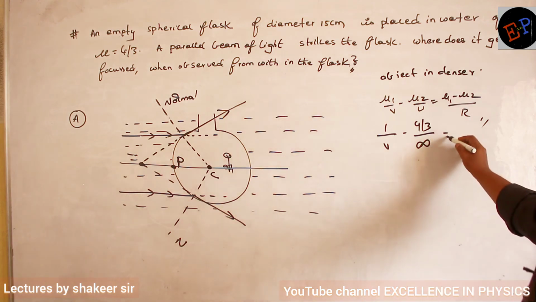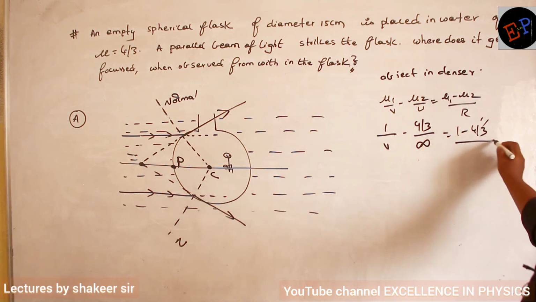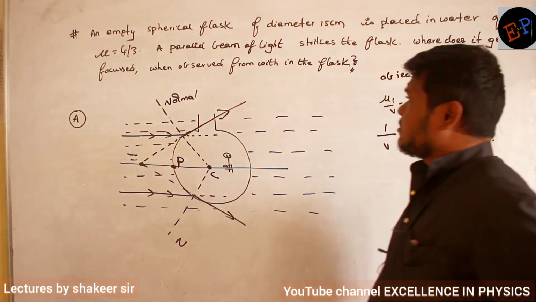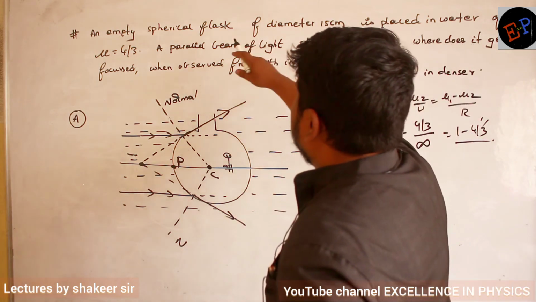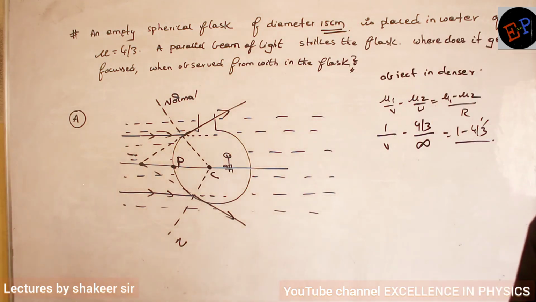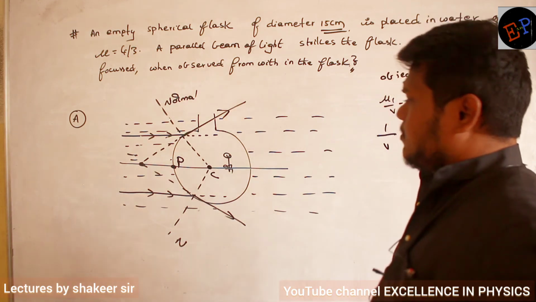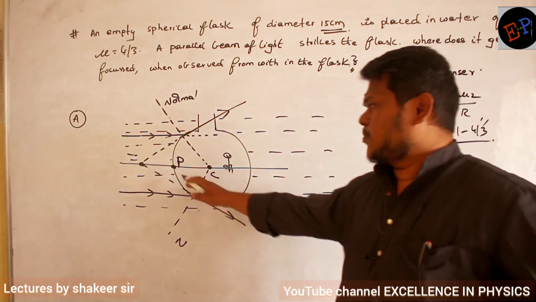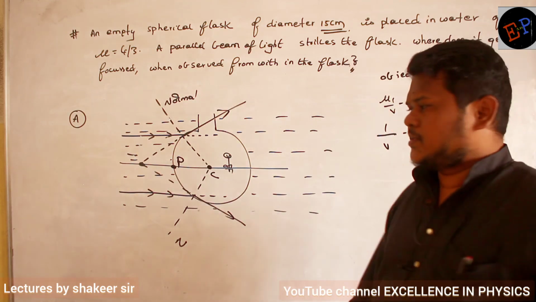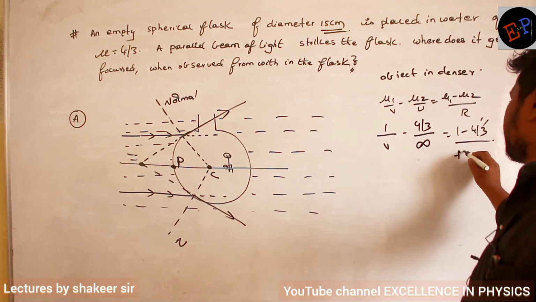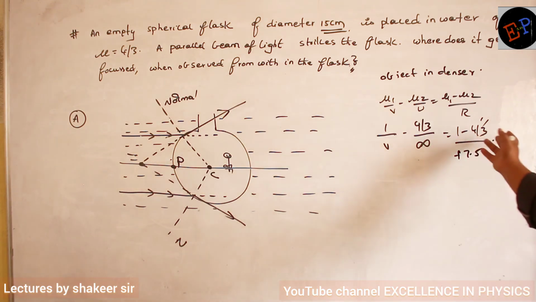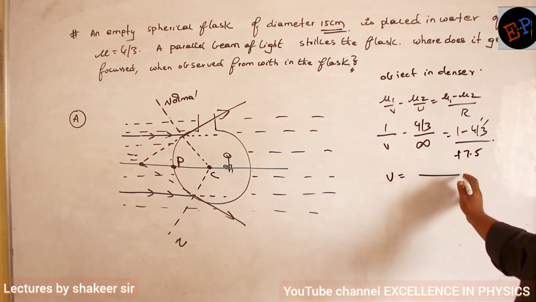So this is equal to 1 minus 4/3 divided by radius of curvature. Radius of curvature is how much? Diameter is 15 centimeter, so radius of curvature will be 7.5 only. Plus 7.5 or minus 7.5? So this is the pole. Light is coming from this direction. Radius of curvature also I will measure in the same direction. So it is positive. So plus 7.5. Now just do this calculation and find out the v value. That is my required answer.